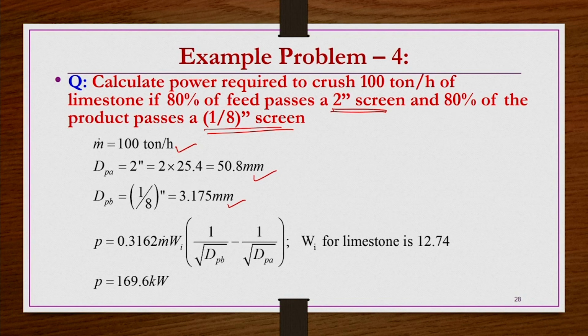And then from the tables we can understand that for limestone, Wi is nothing but 12.74. So you substitute dPb, dPa, m and Wi here in this equation. So you will get power requirement as 169.6 kilowatts.